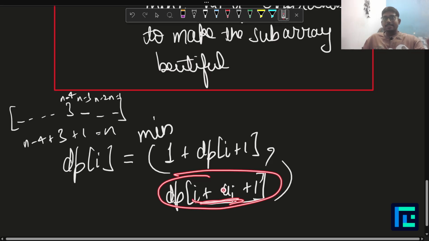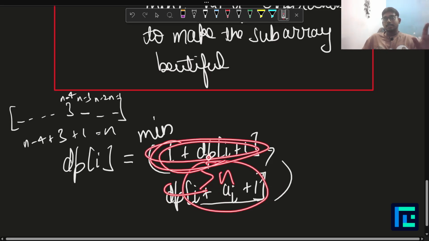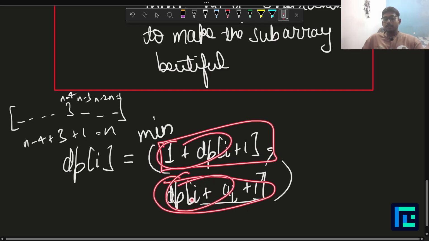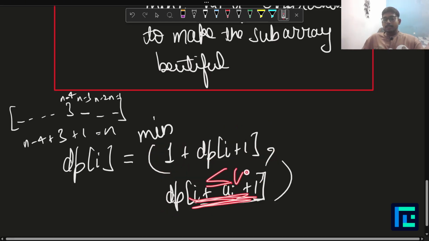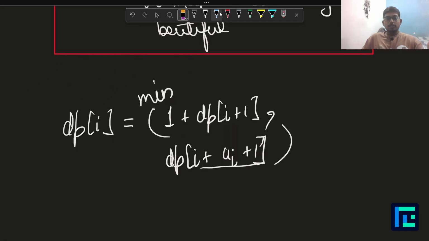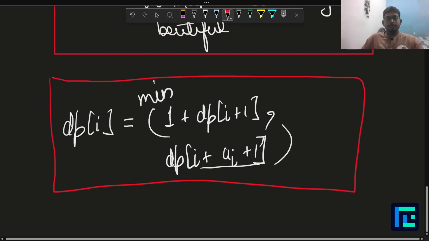If this thing is greater than n, then you would only have this as the only state. You would not take the min; you would take the minimum of this or this only when this thing is less than or equal to n. I hope you understood this extra case that you would have to check in your code while writing your transition. And so basically this is your transition.